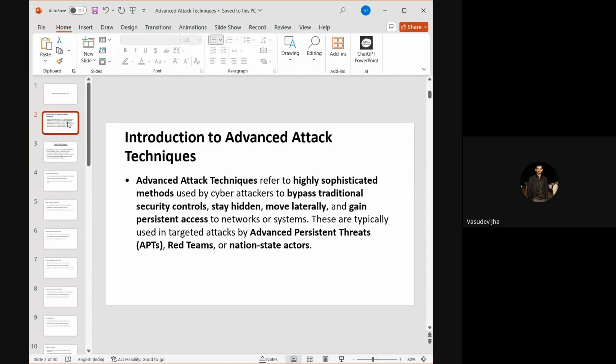Red team or nation state attacker. So APT is nothing but advanced persistent threats.